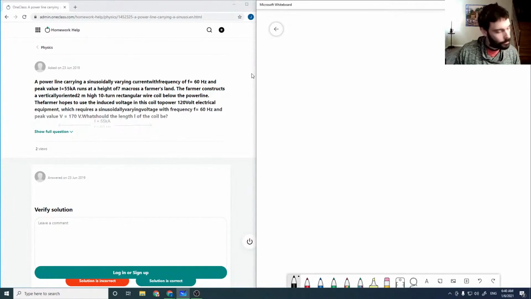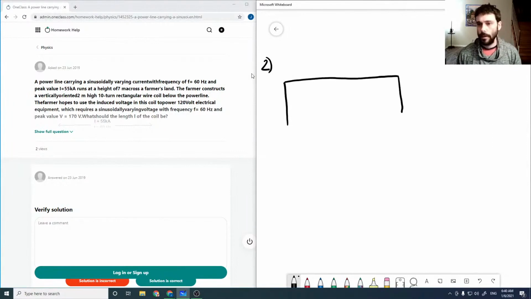So our second one here, I'm definitely going to have to draw. Okay, so we've got a power line with a line running, and that's 7 meters. And then below it, a farmer has a 2 meter high and some length.